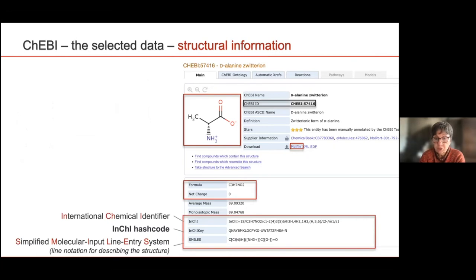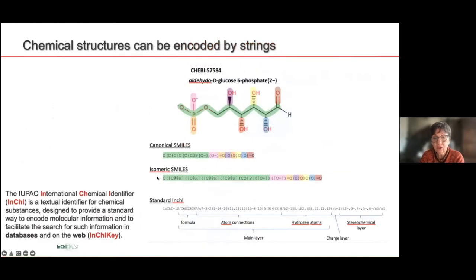We also use information from KB for the formula and the net charge of the molecule, as well as other ways to encode the structure of the molecule. Internationally, we can use SMILES and InChI. Here is an example with another molecule, aldehyde D-glucose 6-phosphate. You have the 2D structure of this molecule, and from this structure, we can compute canonical SMILES. You see in green the same color here in this string. There are also isomeric SMILES if you want to take into account the stereochemistry of this atom.